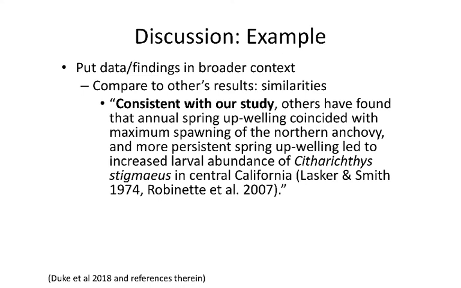When you are talking about your results in your discussion section, you want to talk about how your results may be different from what other people have found. You also want to talk about how they're similar to what other people have found. So again, here highlighted in bold, consistent with our study, other people have found similar things. So you want to indicate if there are any other results that further support what you have found in your particular study.